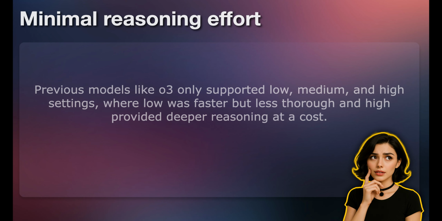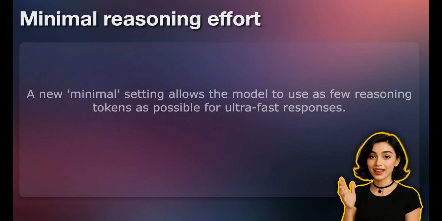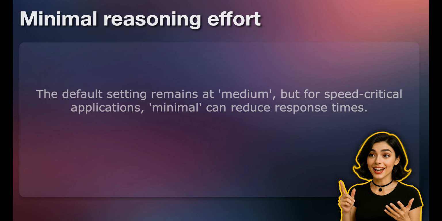Previous models like O3 only supported low, medium, and high settings, where low was faster but less thorough, and high provided deeper reasoning at a cost. A new minimal setting allows the model to use as few reasoning tokens as possible for ultra-fast responses. The default setting remains at medium, but for speed-critical applications, minimal can reduce response times.